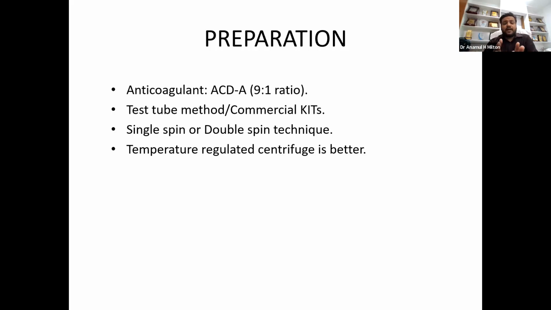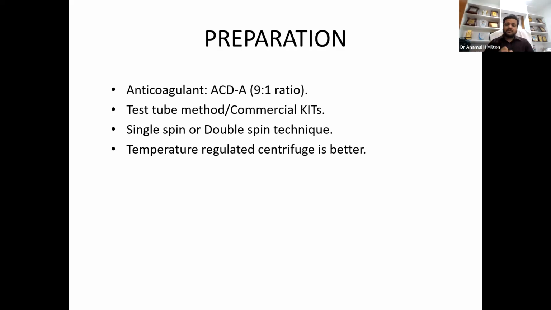So now we will see how we prepare it. We take the anticoagulant. Some kits have pre-filled anticoagulant, with 1 ml anticoagulant in a 10 ml tube. If we are making it for knee osteoarthritis, we take 20 ml of blood, so we need at least 2 ml of ACDA. Either we can use the normal test tube method, or the commercial kit method. Either we can make it by the single spin or buffy coat method, or the double spin method.